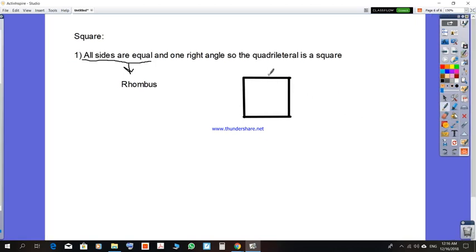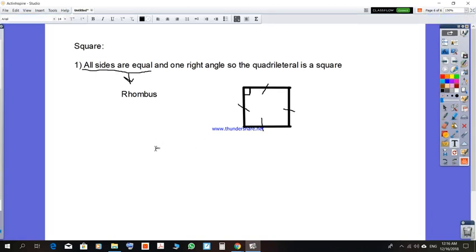These sides, this is the first side, second side, third side, fourth side. All of them are equal. And furthermore, we have this angle. If I prove this angle is a right angle, that means the quadrilateral is a square. Okay? Otherwise, it will be what? Rhombus. It will be a rhombus.